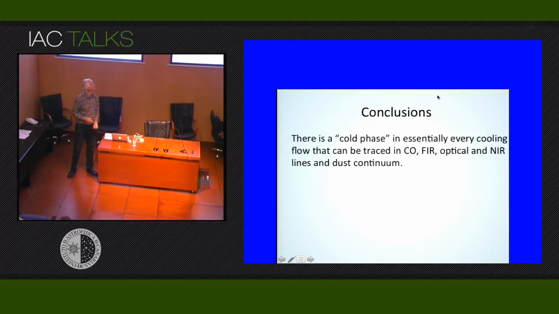So let me conclude. Hopefully I've got to a point at the end of the talk where you believe that there is a well-established and fairly ubiquitous cold phase in the cores of clusters where there's strong X-ray cooling, which is of the order of 30% of all clusters. And that cooled gas plays an important role in the overall properties of those galaxies.